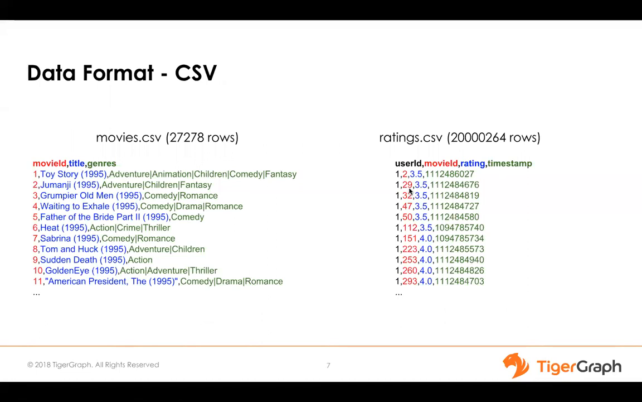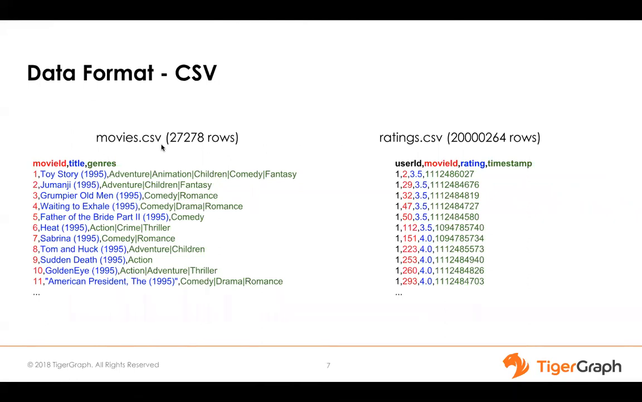Now let's take a look at the format of the dataset. All the data files are in CSV format. We will use these two data files, movies.csv and ratings.csv, to build our movie recommendation engine. Here we show the first several rows of the two files, and annotate the different columns of the files in different colors. First, let's look at the movies.csv file.